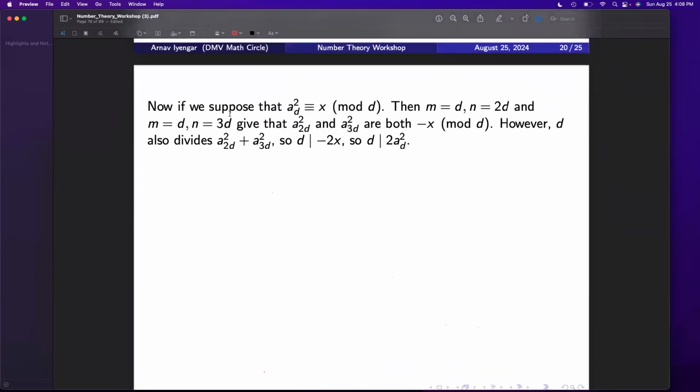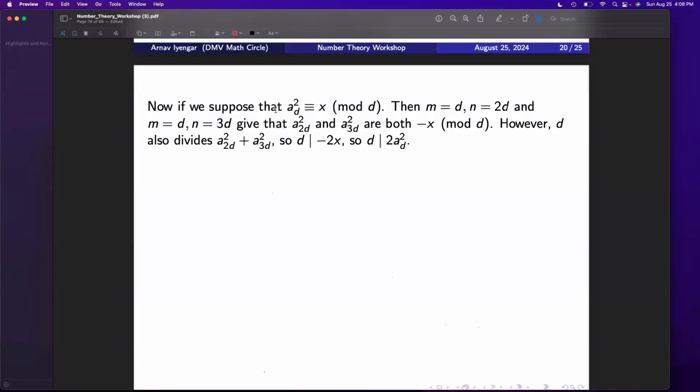You don't necessarily have to use quadratic reciprocity for this question. But you have that a_d and a_2d have to be the same mod d. I mean, their squares have to be the same mod d. So d actually has to divide 2 times a_d squared.